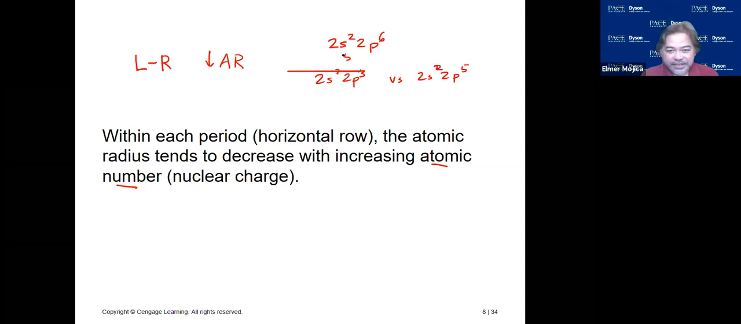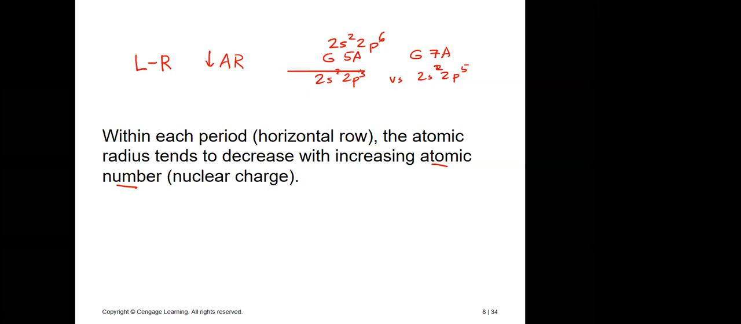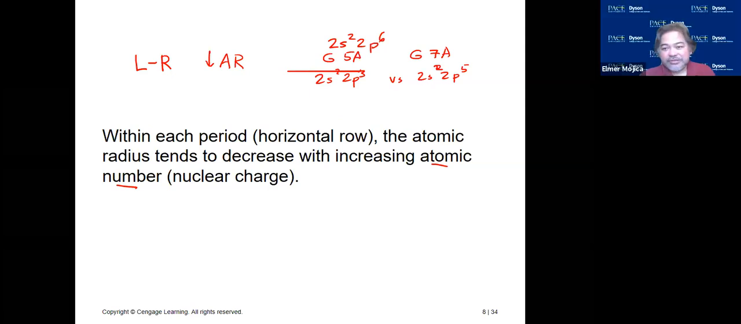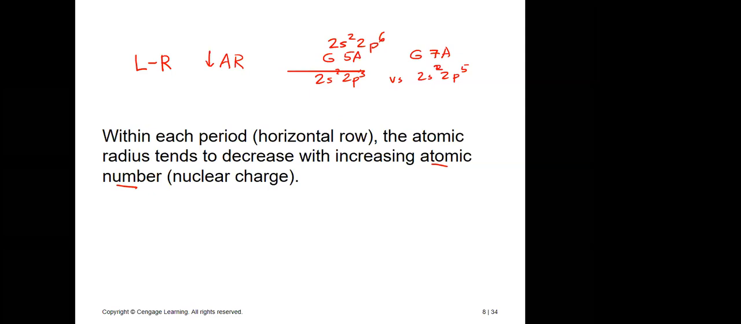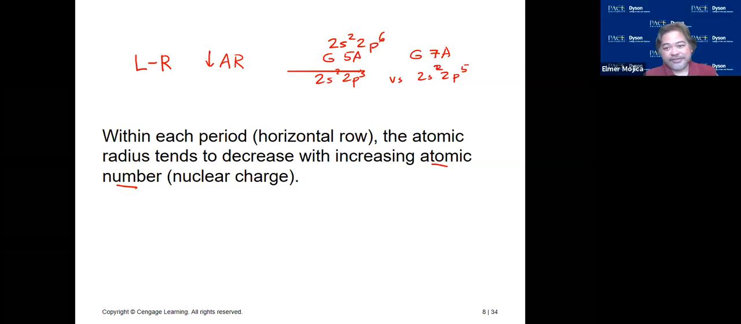So this is in group 5 and this is in group 7. So which is smaller, the one in group 7 or the one in group 5? Group 7. Okay, the one that's smaller is group 7. Why? You have 7 outermost electrons there that will interact with 7 protons compared to the one that's 5.